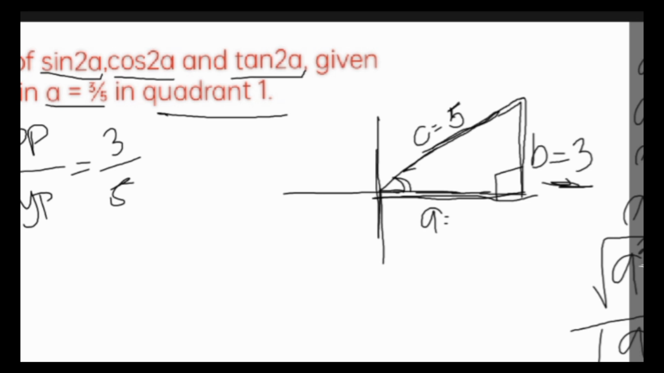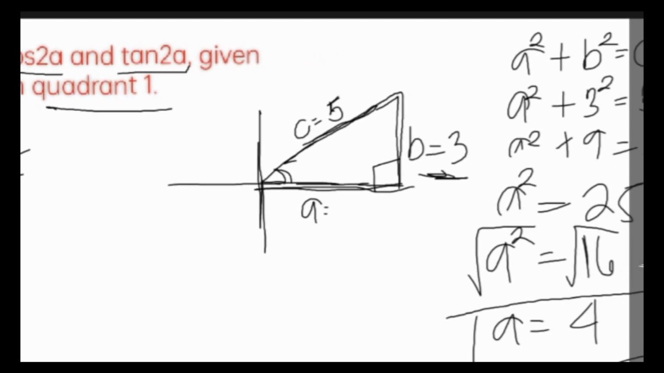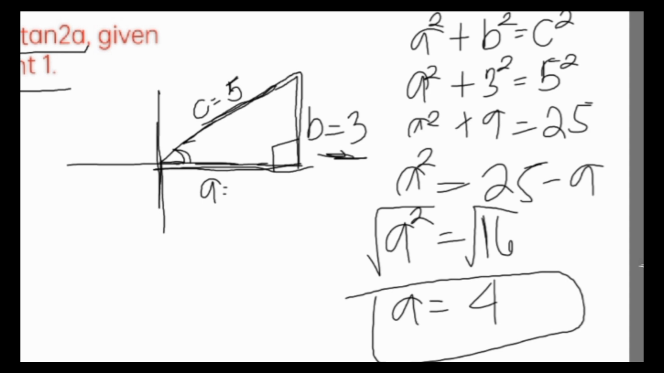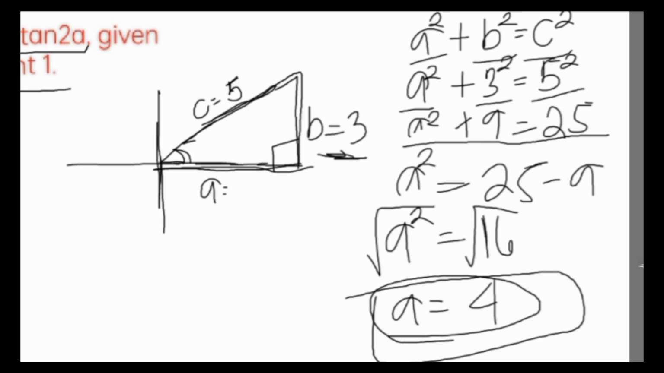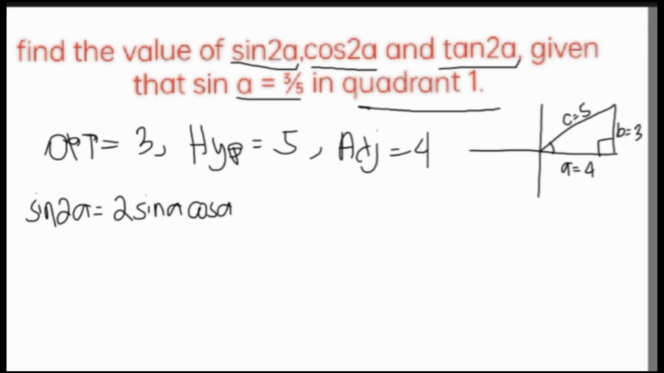In getting this, we just use the Pythagorean theorem, which is a squared plus b squared is equal to c squared. So a squared plus 3 squared is equal to 5 squared. We come up with a squared plus 9 is equal to 25. We just do the math and we come up with a equal to 4, which is the adjacent side.